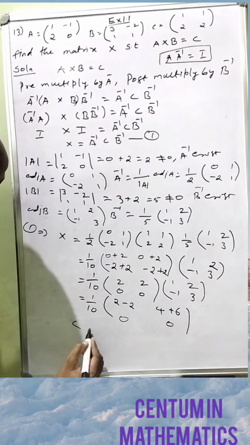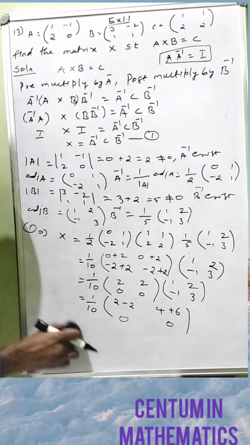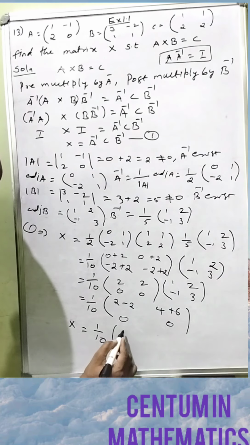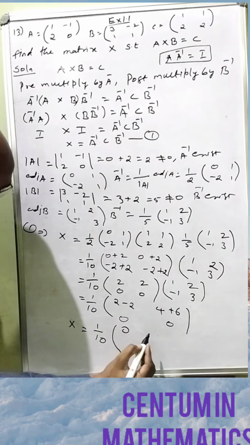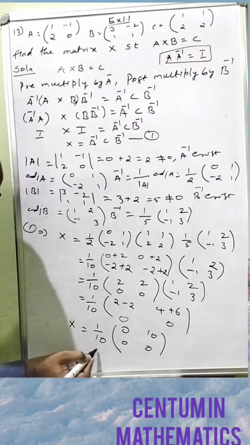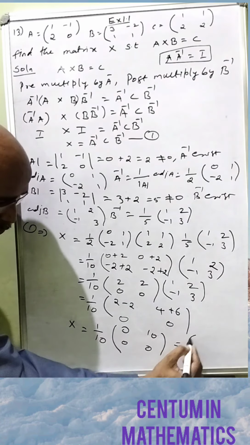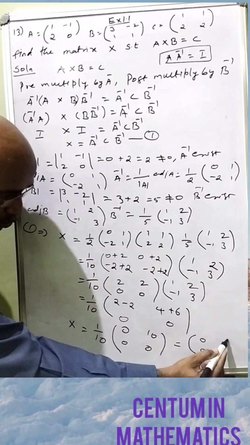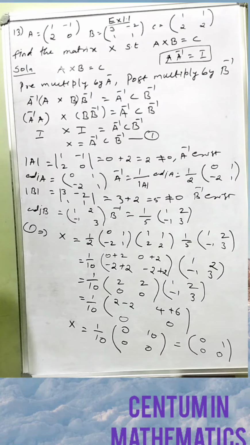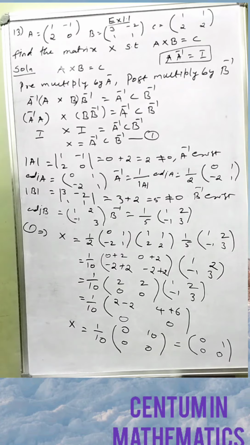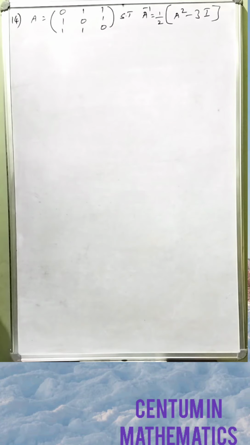So answer C equals, here we need x. So x equals 1 by 10 into 0, 10, okay, 0, 0. So 1 by 10 bring inside, so divide means we may get the x value. Okay, 0, 1, 0, 0. It is the x value. X value equals 0, 1, 0, 0. So we get the answer for 13th sum. Exercise 1.1, 14th sum we are going to see.